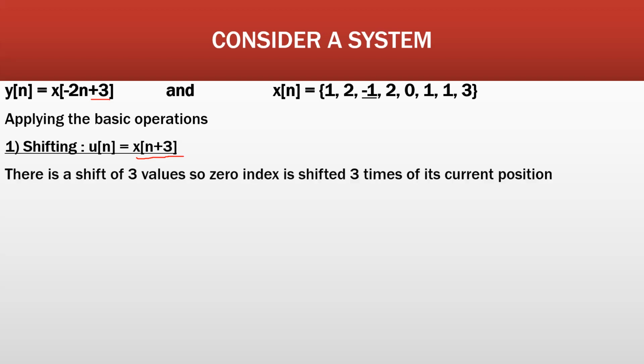There is a shift of 3 values, so 0 index is shifted 3 times of its current position, means if currently 0 index is here, it is shifted 3 times, 1, 2 and 3, means now this 1 will become our 0 index, like this. Previously it was here, now 0 index is shifted 3 times and this is our new 0 index.